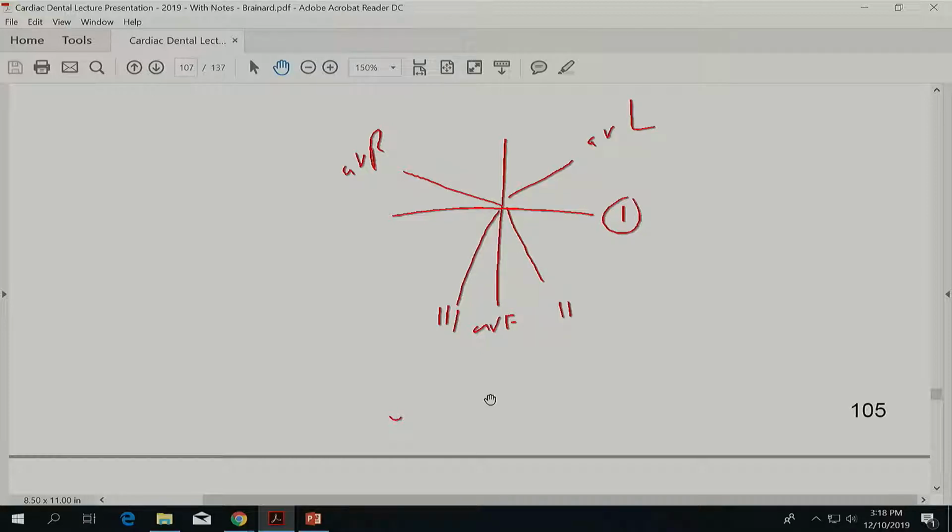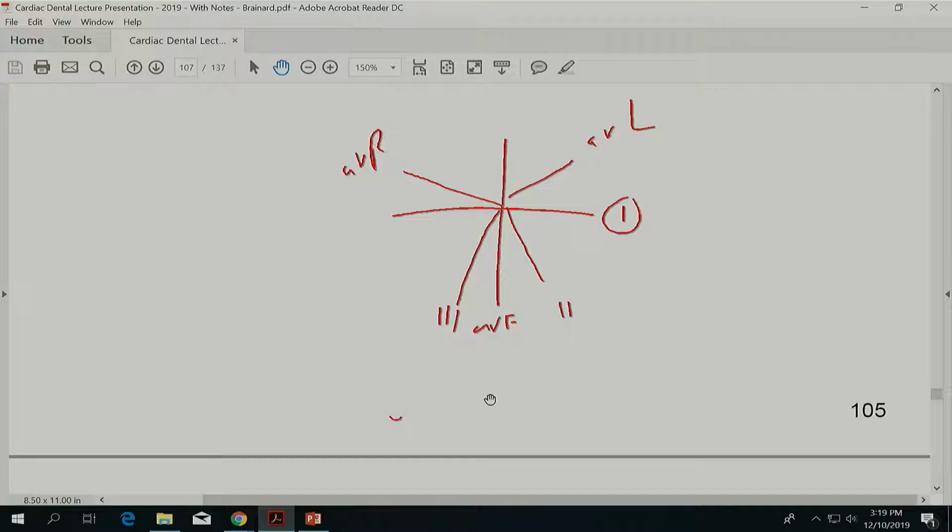Because I might say lead 3 records a negative deflection, and lead 1 or AVL records a positive deflection. Where's the MEA pointed toward? Or what pathology? Is that a left axis deviation, a right axis deviation, an extreme right axis deviation, or normal axis? It'd be a left axis deviation.